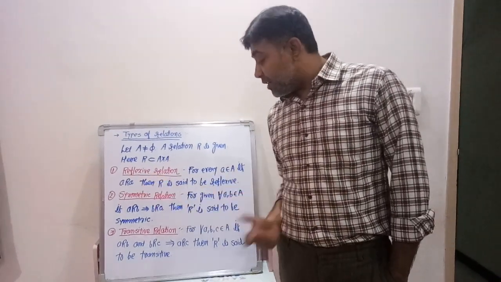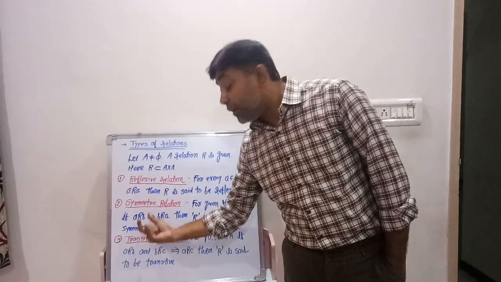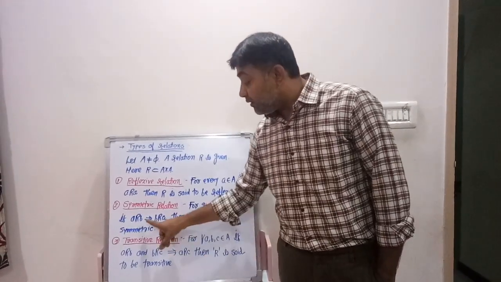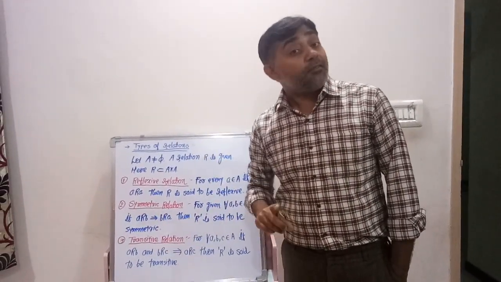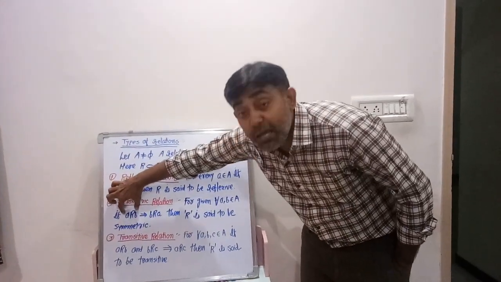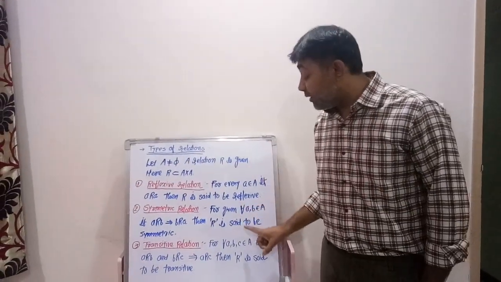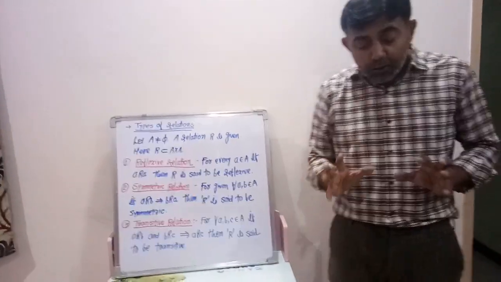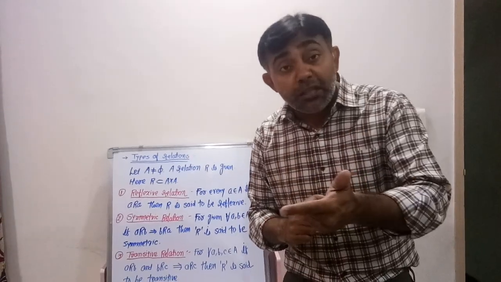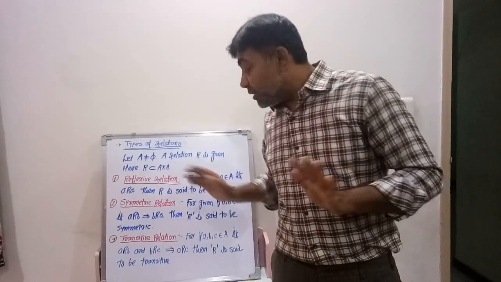The second type is the symmetric relation. For every a, b belongs to A, if a is related to b, it implies b is related to a. This is a conditional statement, an implication. One condition is given: if a and b are related, it implies b and a are related with each other, then the relation is said to be symmetric. It means, suppose in a relation the ordered pair (2, 3) is given, then the ordered pair (3, 2) must also be there. Then the relation is symmetric, otherwise not.